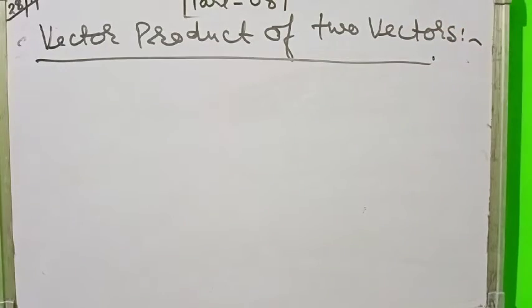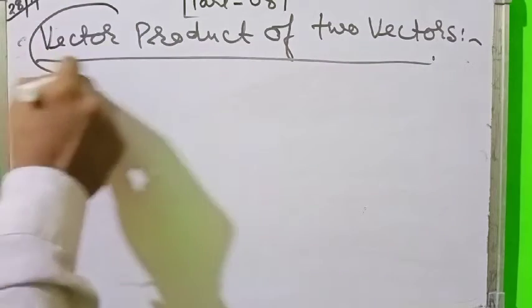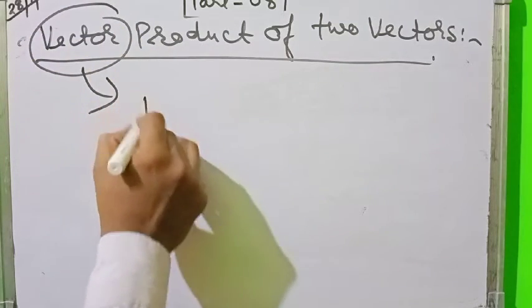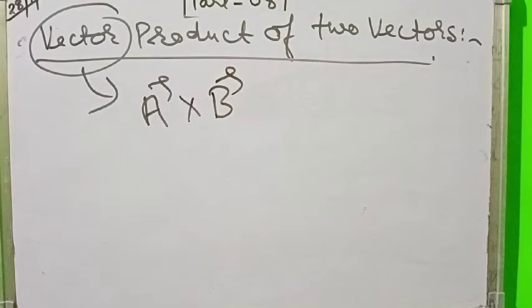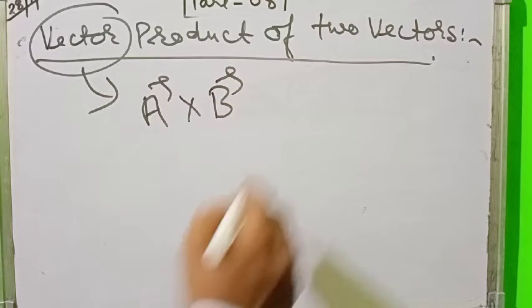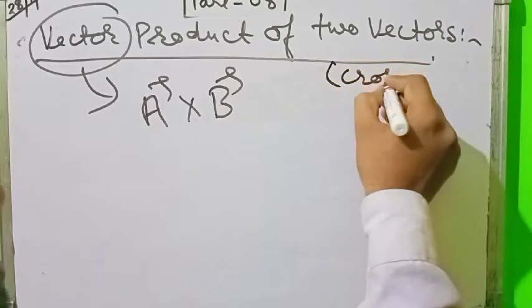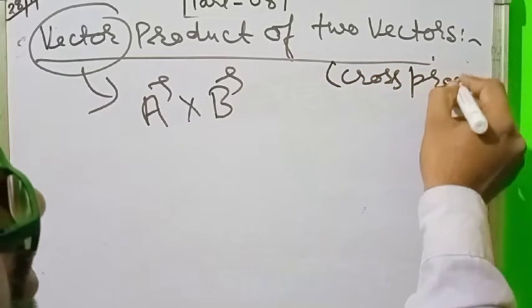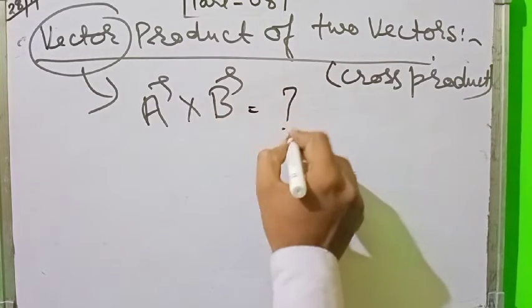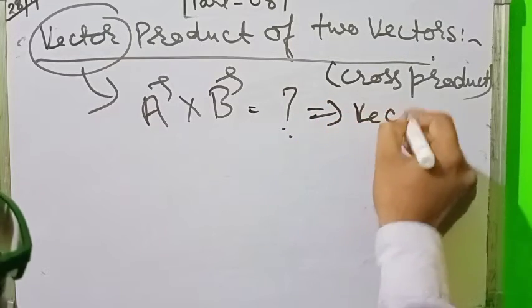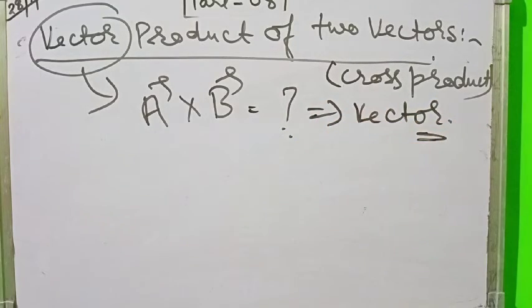As it is clear from the name, vector product means if two vectors A and B are multiplied, that is cross product. It is also called cross product. So if two vectors, vector A and vector B, are multiplied, then whatever result we get, that result is also a vector quantity. So how can you define vector A cross vector B?